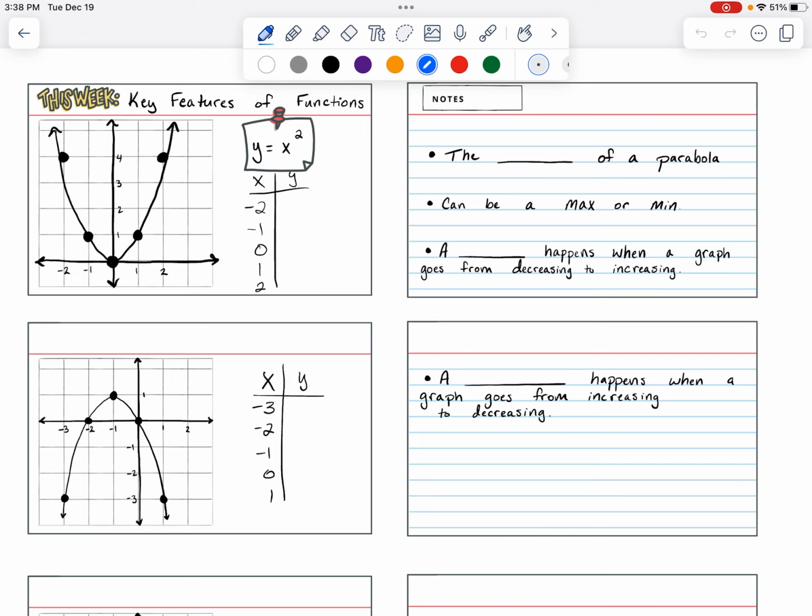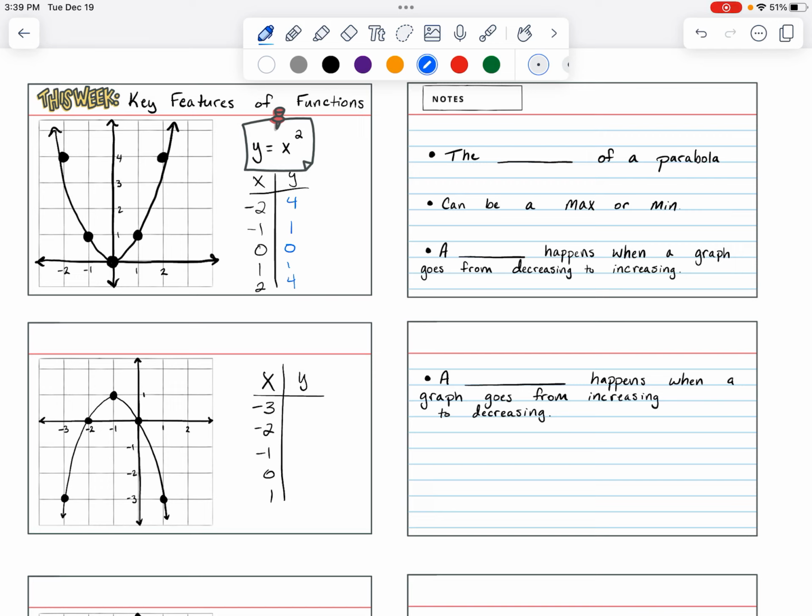So our first point at -2, what's the y value at -2? Well, that y value is 4. All right. And what's the y value at -1? Well, it's 1. The y value at 0 is 0. The y value at 1 is 1. And the y value at 2 is 4.